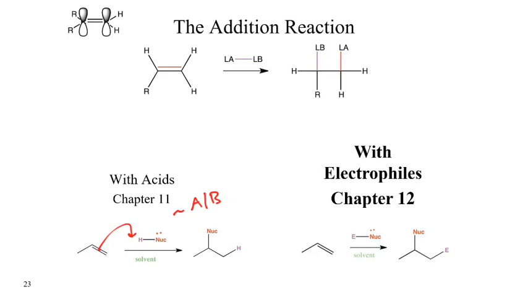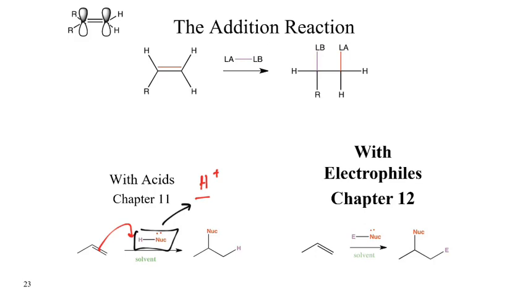When we move into chapter 12, the chemistry becomes a little bit wonky. Acids and bases, or at least the acids that we're using in chapter 11, were very straightforward. They had H+, and that's where the chemistry was. We didn't have to worry about anything else.